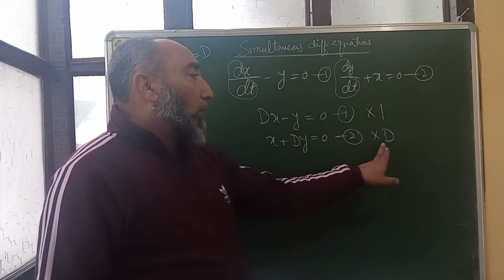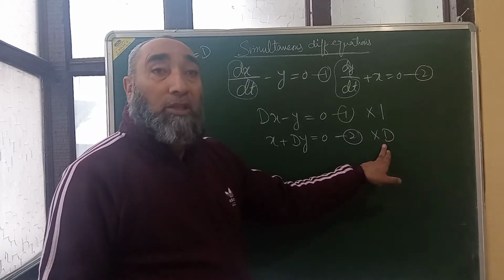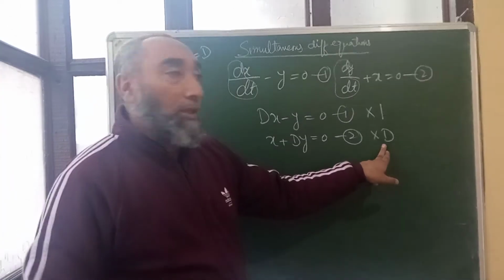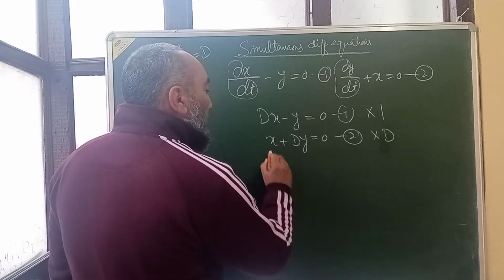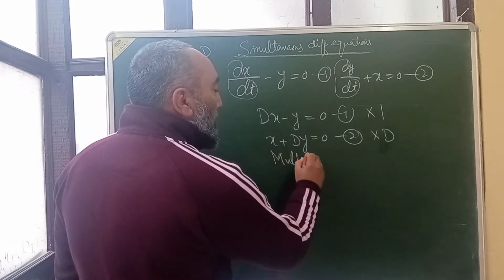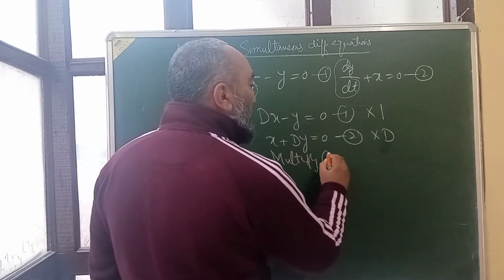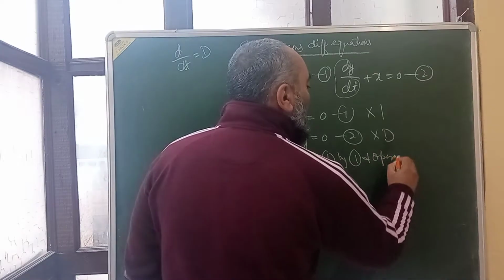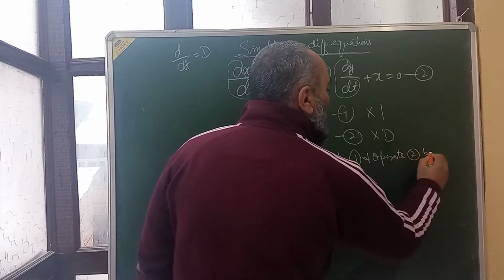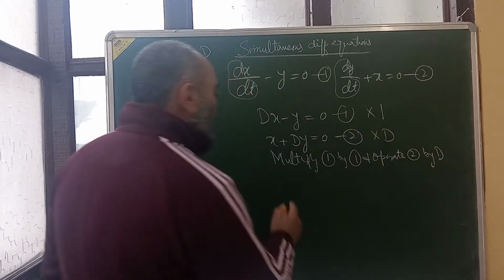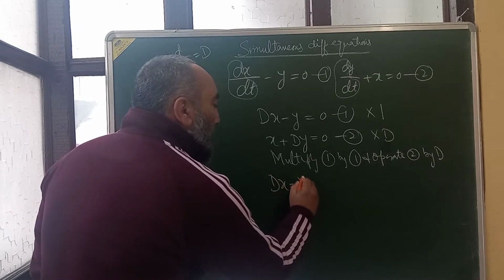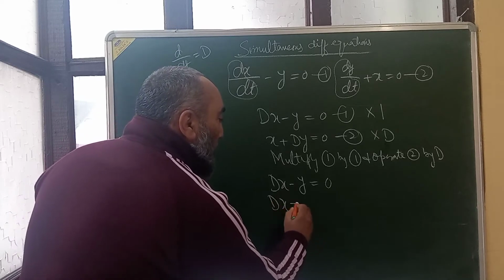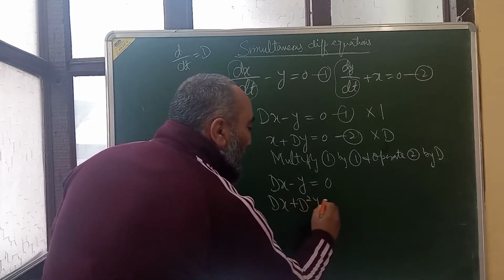But whenever I will multiply by D, D is an operator. I will write operating by D, not by multiplying by D. So, I will write multiply first by 1 and operate 2 by D. What I will get? Dx minus y equals 0. Second one, Dx plus D square y equal to 0.